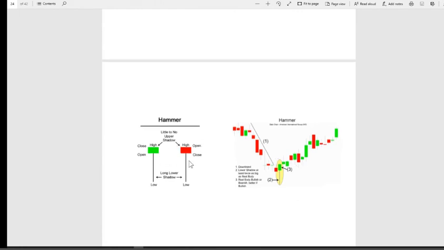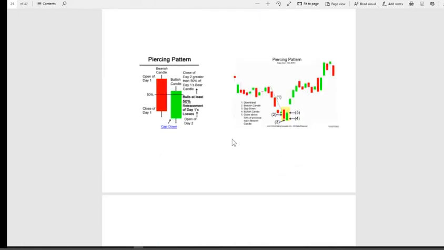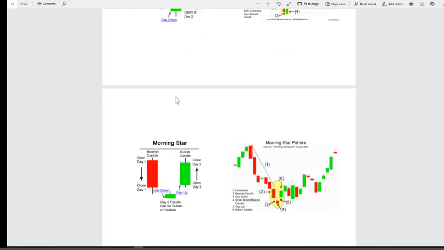The other one is a hammer. Remember our definition of a hammer, or any type of reversal candle with a long tail. The tail here, the shadow, has to be twice as big as the body to be an effective reversal candle. Also coming to the bottom of a channel would help. Piercing pattern, basically the same thing. We take out the lows, we close near the highs, but we close above the 50% area of the previous candle's body. So you can see that right there.